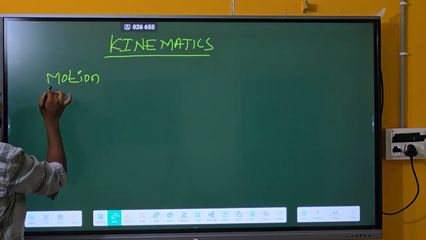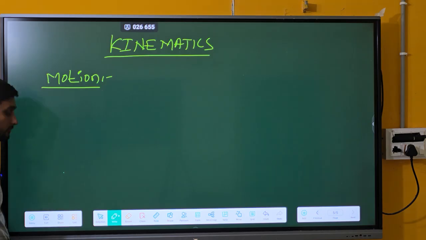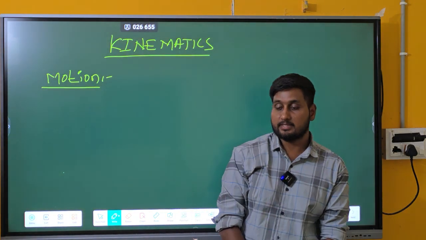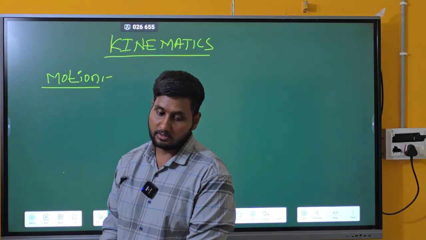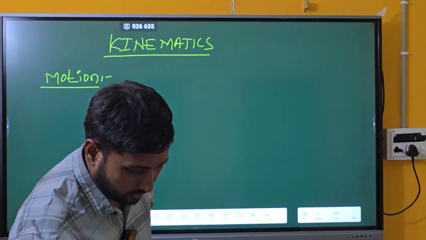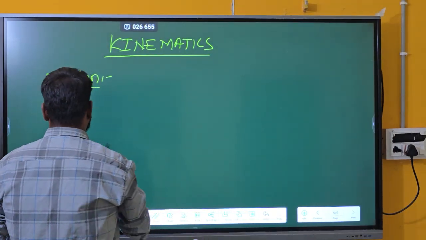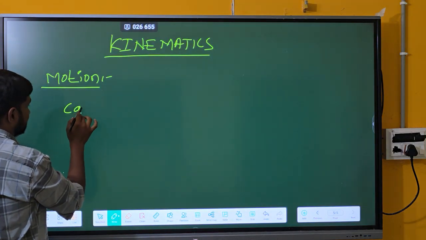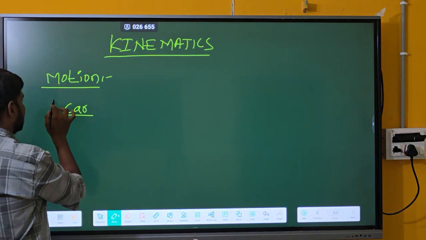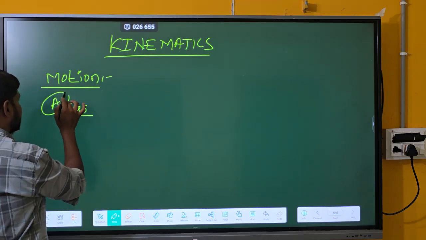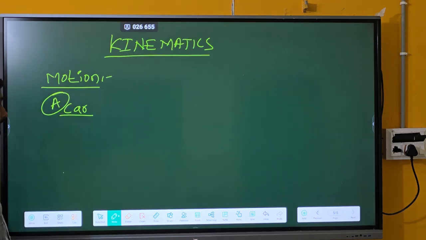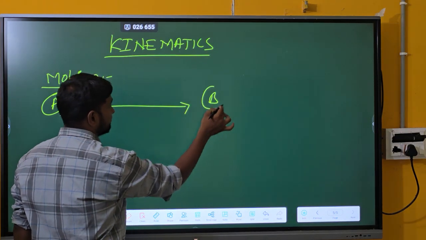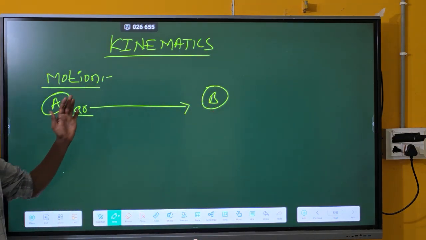What is motion? Motion means, for example, one body, one car. Is it in position A? It travels from A to B.